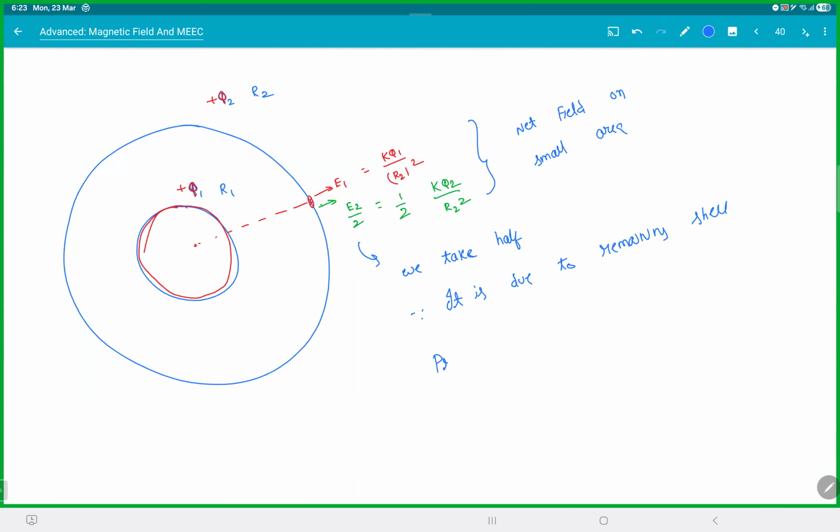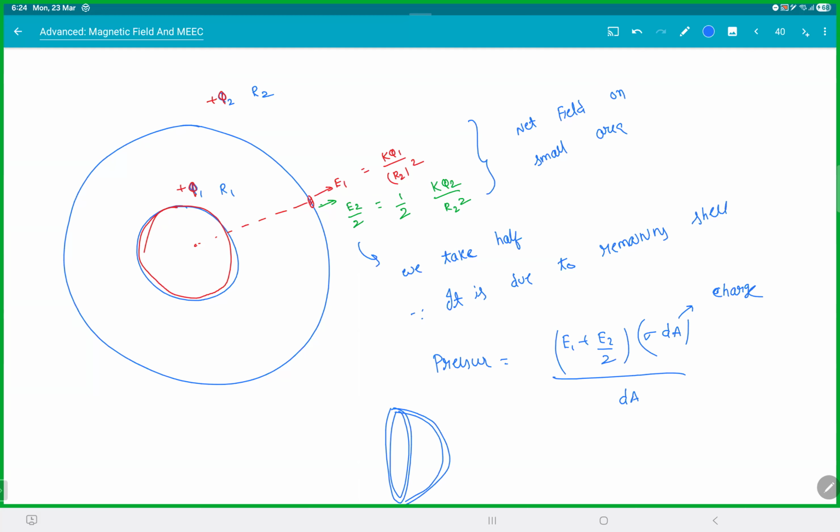Then the pressure will be force, which is E1 plus E2 by 2, that is the field. Charge will be sigma into dA. So that will give you the force by dA, that will be the area, that will give you the pressure. Once the pressure comes, then you can take half shell. And then you will say this pressure is constant, but it is acting radially. Now be careful here. Don't say force is P into 2 pi R square. All these pressures are acting in different directions. You cannot directly add it. This will be pressure P into the projected area, which is pi R2 square.